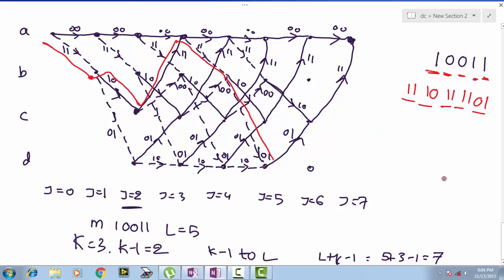Okay, and note down from level j equal to k minus 1 to level L, the structure is repetitive. In this case, k minus 1 is 2, L is equal to 5. Now if you see this clearly, from 2 to 5, the structure is periodic.